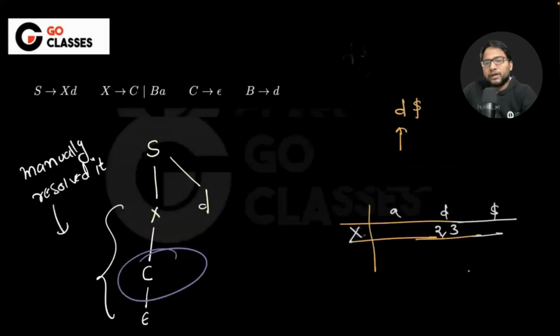But let's just come back to LL1 only. So here LL1 will get confused, because looking at D, you don't know whether to go for 2 or whether to go for 3, right? It depends on the string.